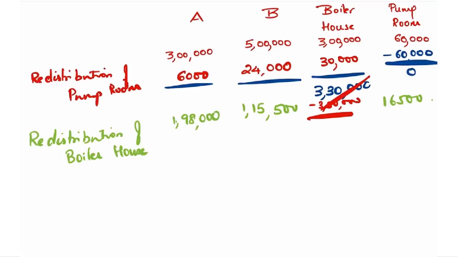This now has been divided, so boiler house became 0. I have to now divide 16,500 of the pump room again to A, B and boiler house. If you see what I am doing, first I distributed pump room to A, B and boiler house, then I divided boiler house to A, B and pump room, and now again I am dividing the pump room to A, B and boiler house. Since we are doing this again and again, we call this method the repeated distribution method. So let me go further. I have pump room which is to be divided in 10, 40 and 50.